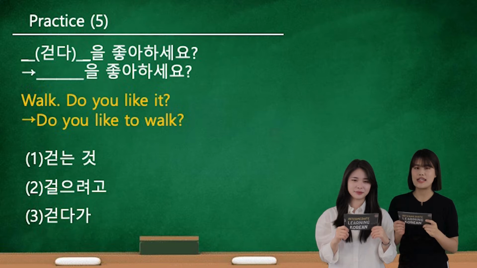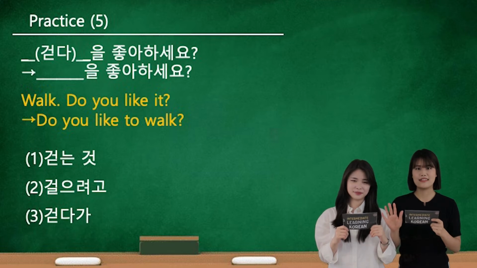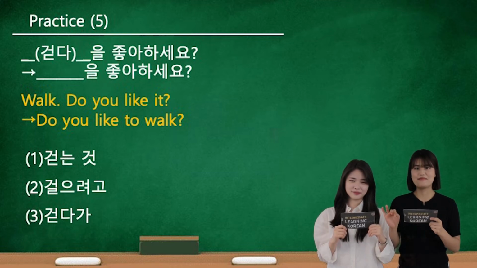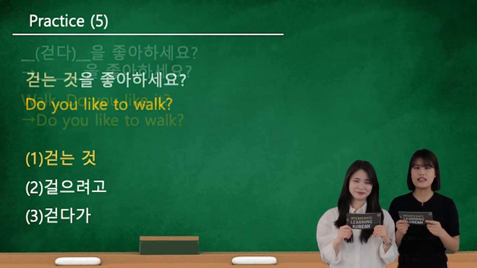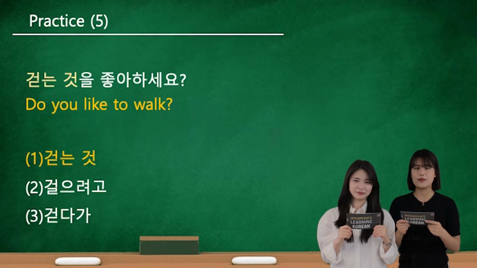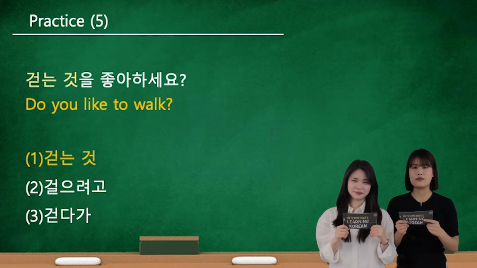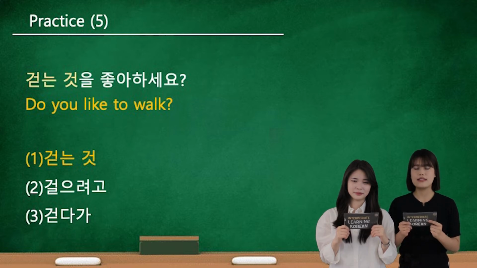Next problem. 걷다 좋아하세요? Please make a sentence. I'll give you 5 seconds. Yes, that's right. The answer is 걷는 것을 좋아하세요? When we remove 다 from the verb 걷다 and add 는 것, it becomes 걷는 것.